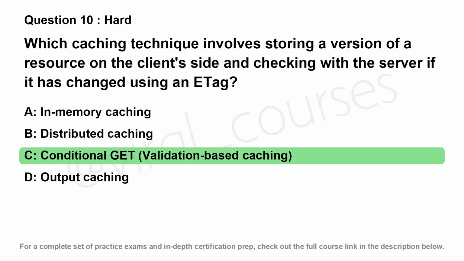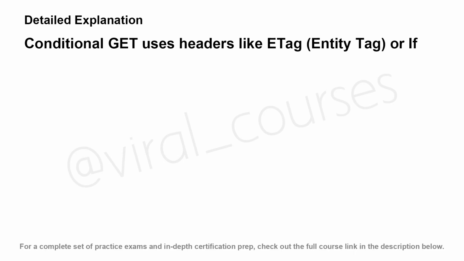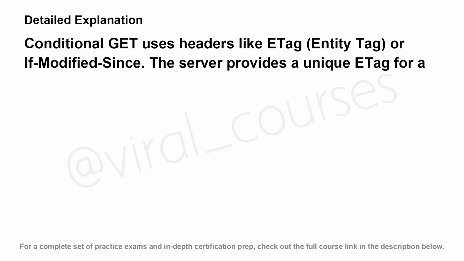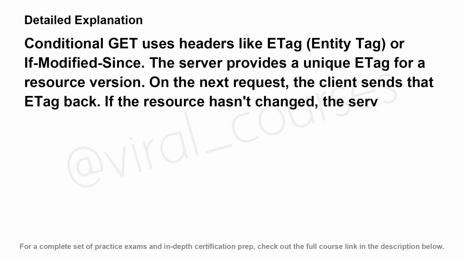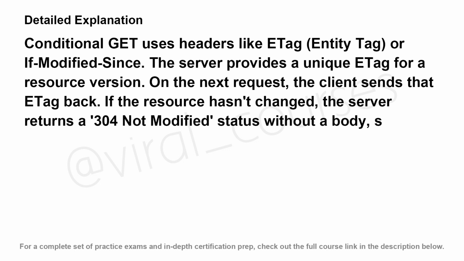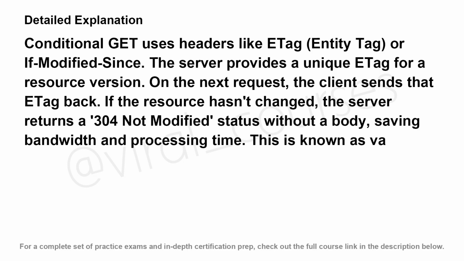The correct answer is C. Conditional GET uses headers like ETag, entity tag, or If-Modified-Since. The server provides a unique ETag for a resource version. On the next request, the client sends that ETag back. If the resource hasn't changed, the server returns a 304 Not Modified status without a body, saving bandwidth and processing time. This is known as validation-based caching.